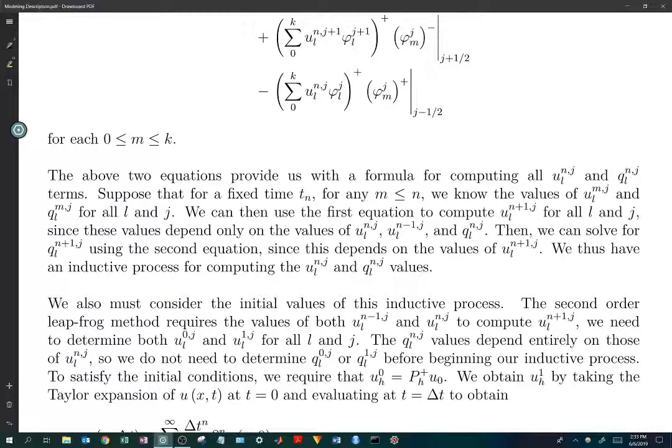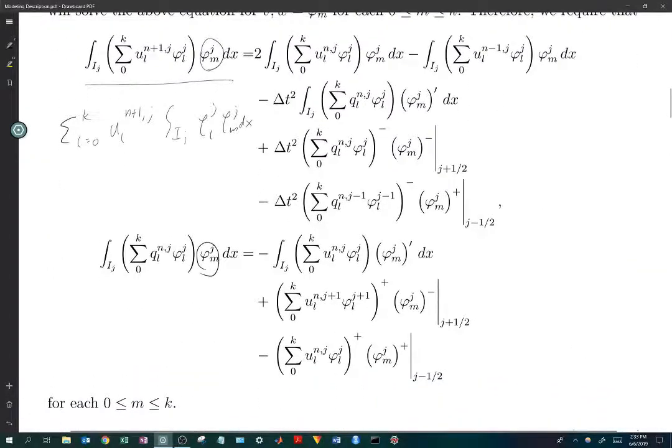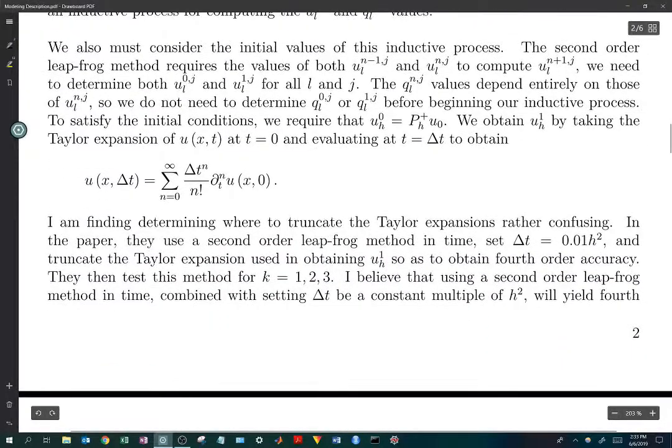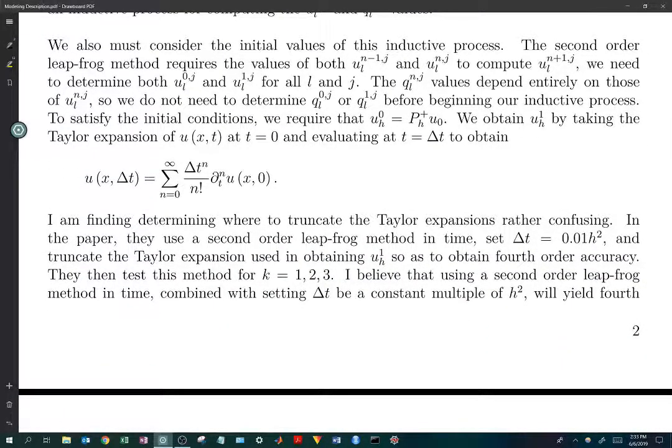The only thing that's remaining then is the initial conditions, or the first step. If you look here, ul n plus 1j depends on the ul nj's and the ul n minus 1j's. So you need to go back to discrete time points. Therefore, the first two discrete time points you need to figure out yourself. And so the paper describes how we find the first two time points.